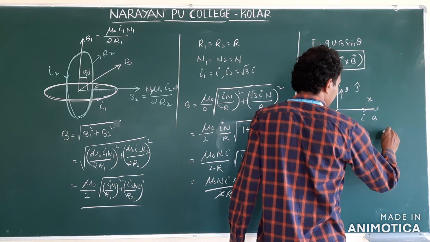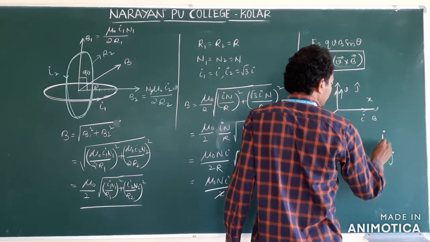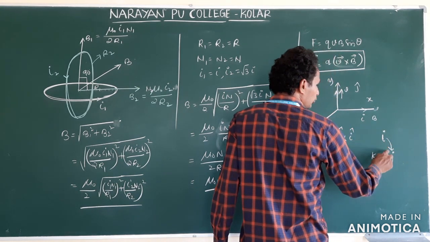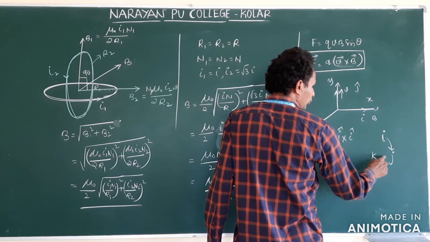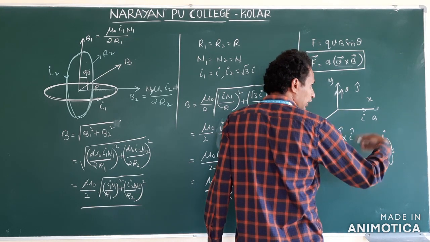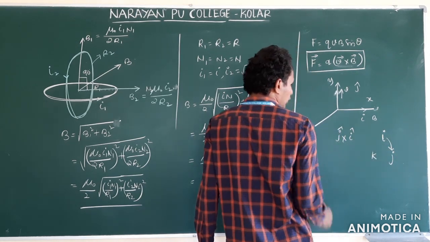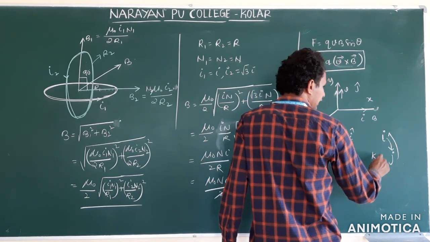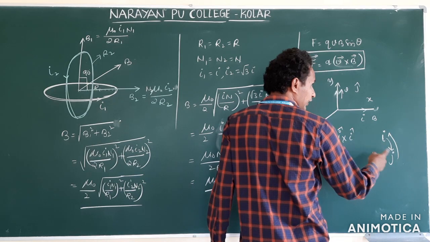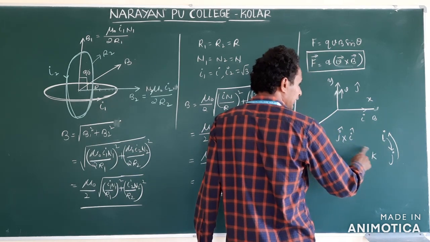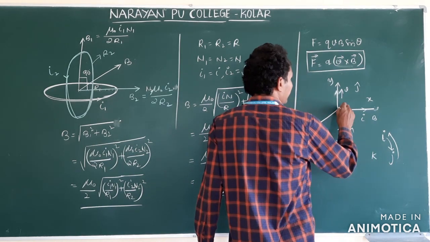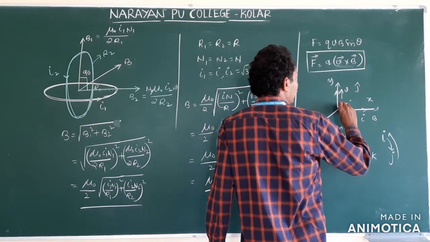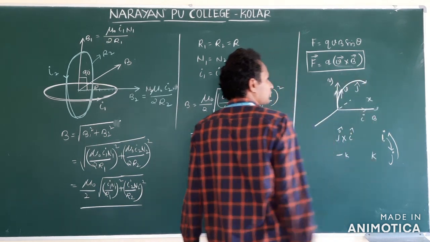What is the cross product formula? If you do I cross J, we will get K. J cross K, we will get I. If you go anti-clockwise, we will get positive. Now we are doing J cross I. J cross I will become K, but anti-clockwise gives negative. So J cross I is minus K. Minus K means the charge will deflect like this.